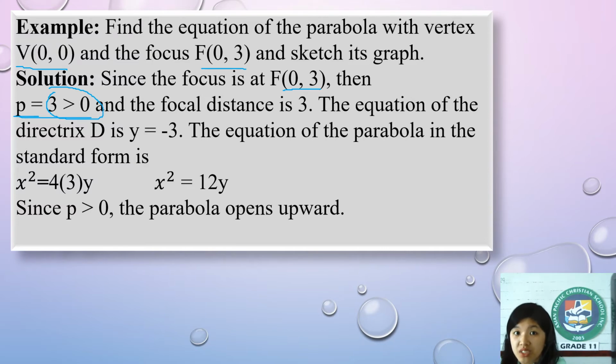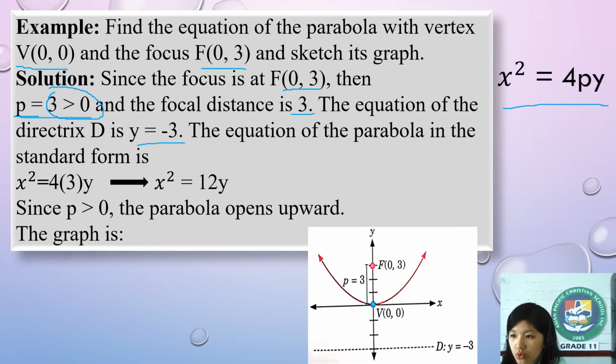So, kapag p is greater than 0, laging opens upward or opens to the right. So, the focal distance will be 3. And the equation of the directrix d is y equals negative 3. So, paano naging ganon? Titignan natin later. And the equation of the parabola in the standard form is gamit yung x squared equals 4py.